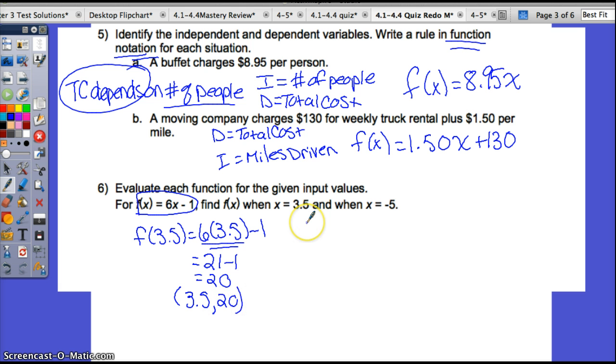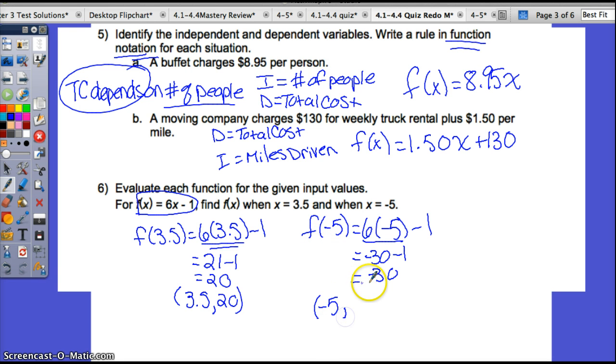When x equals negative 5, now you plug negative 5 in. f of negative 5 equals 6 times negative 5 minus 1. 6 times negative 5 is negative 30, minus 1 equals negative 31. So what is y when x is negative 5? Well, negative 5 is your x value. Your y value, or f of negative 5, is negative 31. So you have your two ordered pairs.